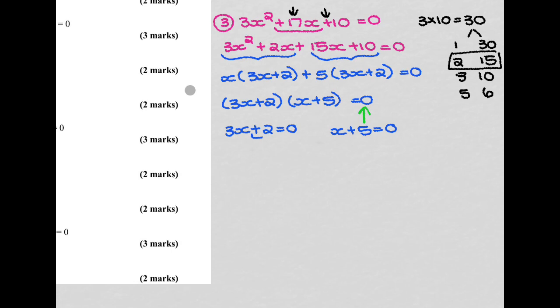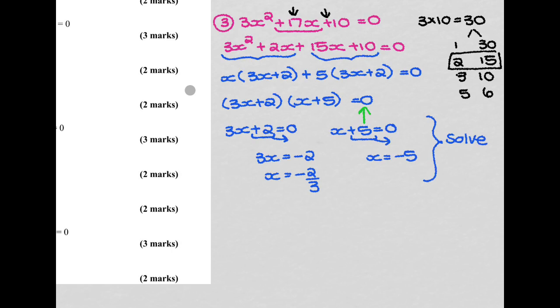So for the first one, I would take the 2 across and it becomes negative. So I get 3x is equal to negative 2. Then I divide by 3, and I get x equals negative 2 over 3. For the second one, I'm just taking the 5 across, so it becomes minus 5, and I get x equals minus 5. So if the instruction says solve, you have to do this as well. If it just says factorize, you can stop at the 2 brackets.